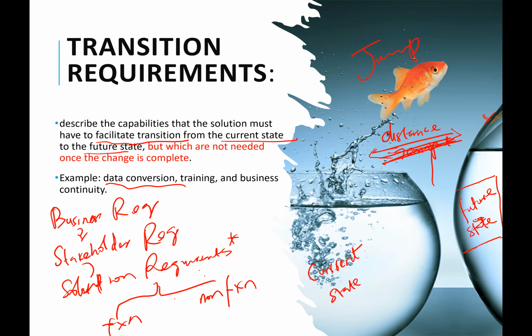Okay. Then there is another type of requirement that is just floating by, which is the transition requirement. The job of this requirement is to help you move from the problem state, which is the current state, to the desired future state, the solution state, where the problem has been solved. And after that, it disappears. So it is a temporary requirement, the transition requirement.